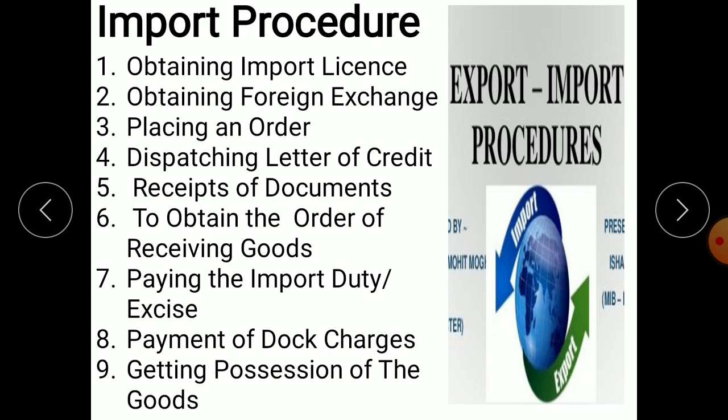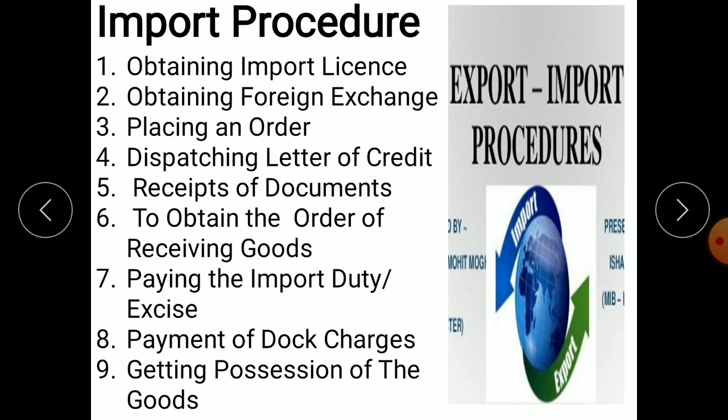The process of import and export trade is different. The import procedure in different countries is also different. The procedure to import goods in India is as follows. First one is obtaining import license. If the importer wants to import the goods listed in the list of required items and services published by the government, he has to obtain an open general license, that is OGL, which is easier.